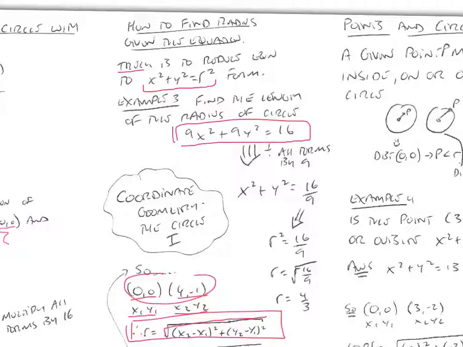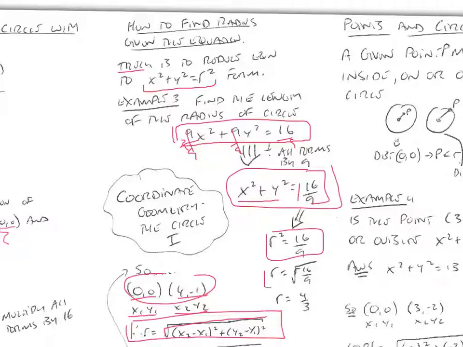So we want to try and get rid of the 9s. If we divide all the terms by 9, they'll cancel out, and we'll have x squared plus y squared equals 16 over 9. So r squared must be 16 over 9, so r is the square root of 16 over 9. The square root of 16 is 4, and of 9 is 3. So the radius is 4 over 3, which is 1 and 1/3.